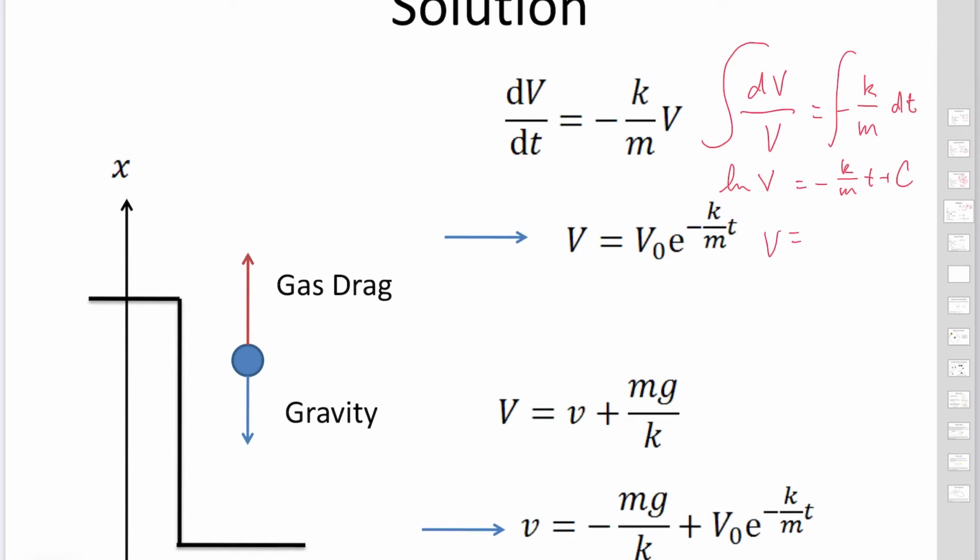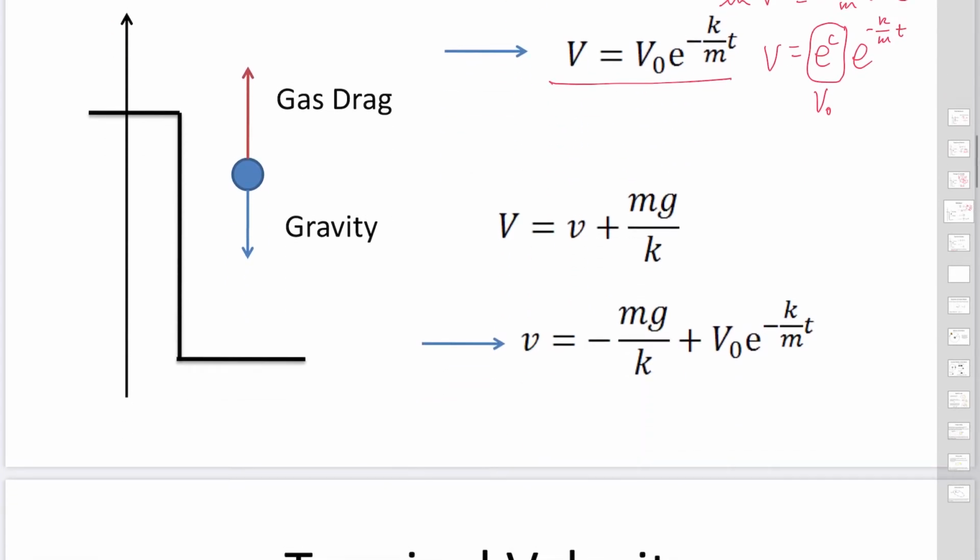So V equals exponential c times exponential minus k over m t. For this part, we change the variable to V sub 0. Then you will get this equation. Originally, capital V is the lowercase v plus mg over k, so you can substitute here. Then the solution is expressed as v equals minus mg over k plus V sub 0 exponential minus k over m t.